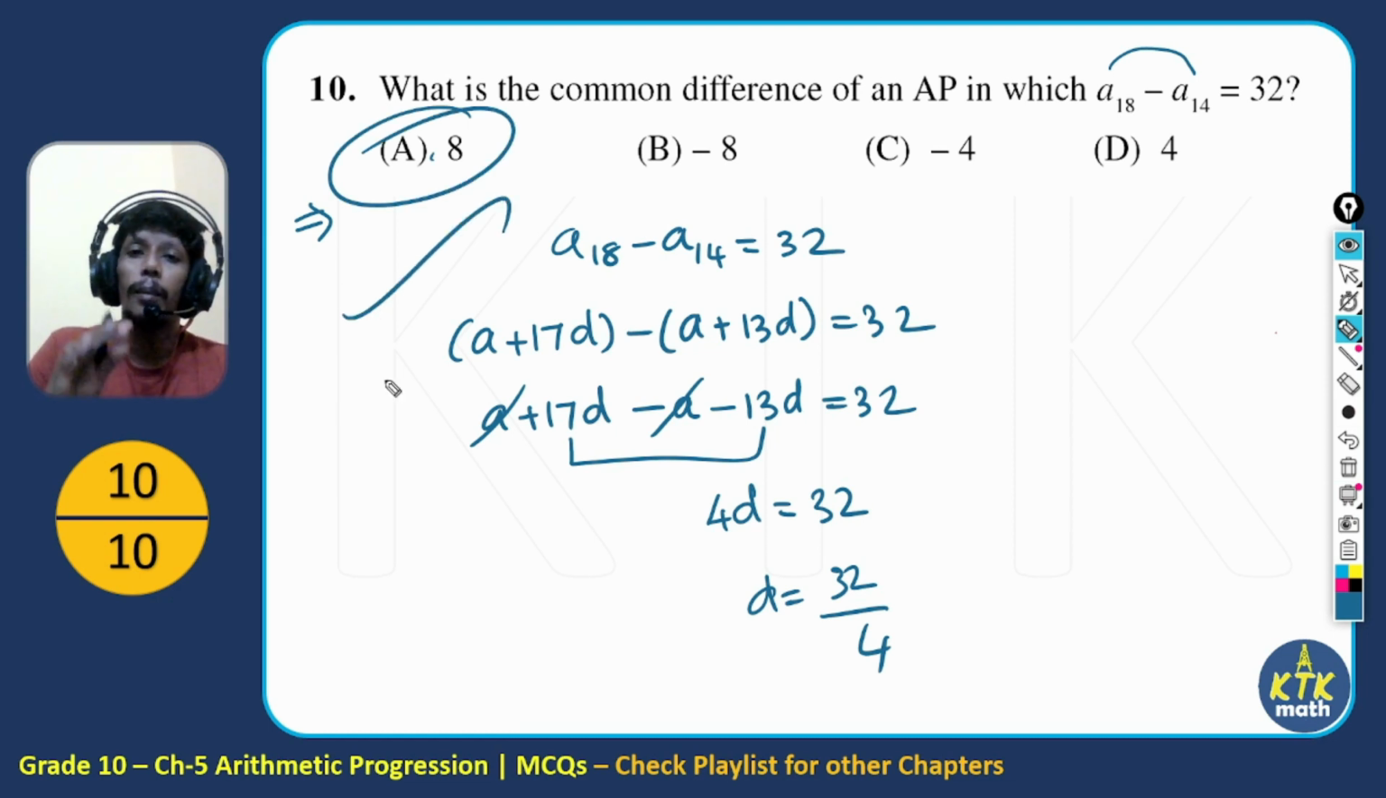I hope you found something useful in this session, right? Have you practiced enough basic questions on your AP to attend your board exams? Few of the questions I even took from the previous year question papers also.